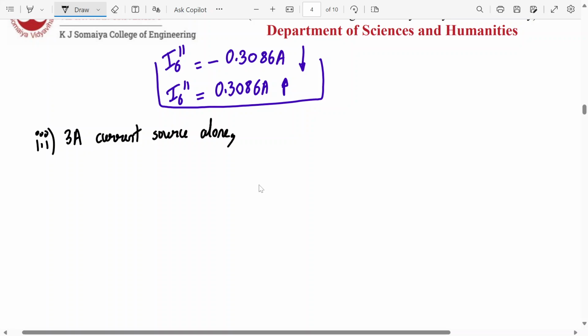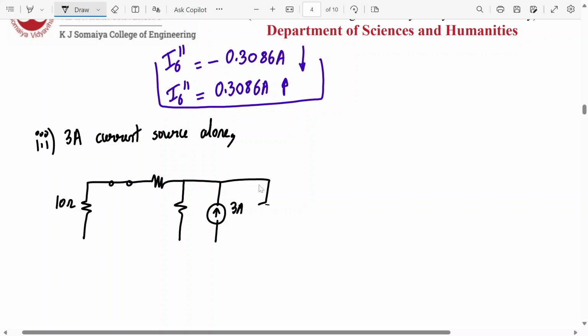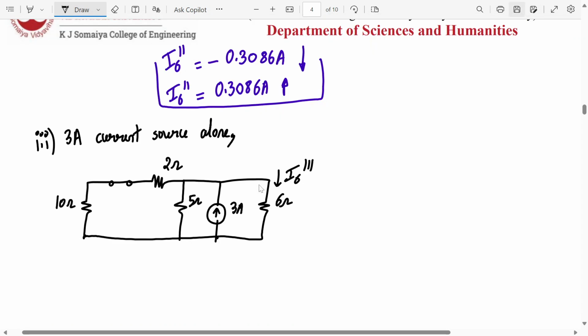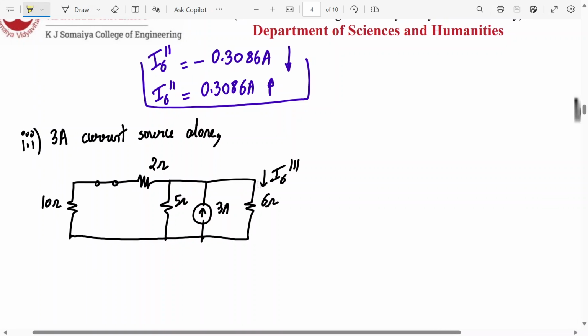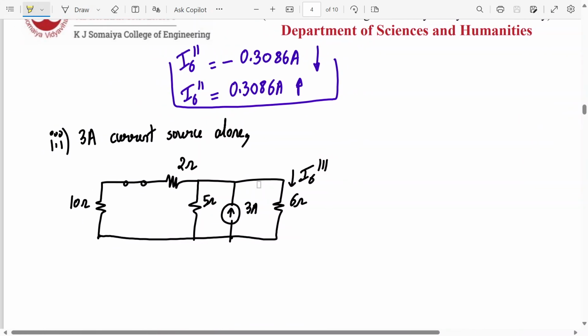So when you consider the 3 ampere current source alone, you are left with this 10 ohm, then this voltage source will become a short circuit. You can check the main diagram. Then you have 3 ampere, and then you have this 6 ohm. This is 5 and 2. Got it? Now how will you find I6 triple dash? Oh, sorry. Can you tell here directly? So are these 2 ohm and 10 ohm in series? Yes or no?